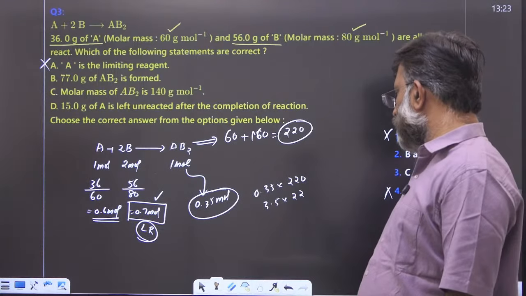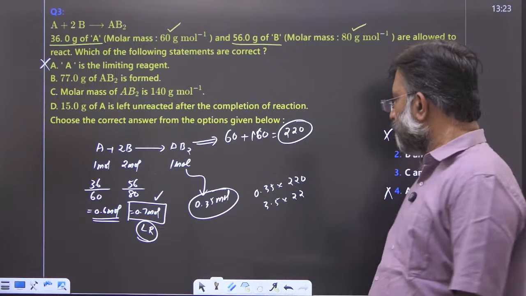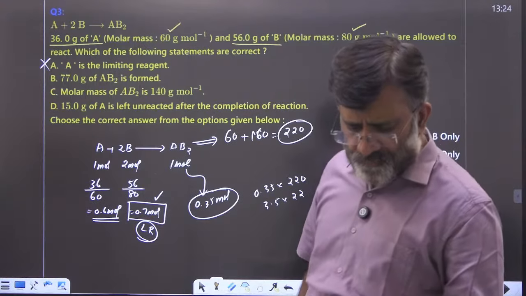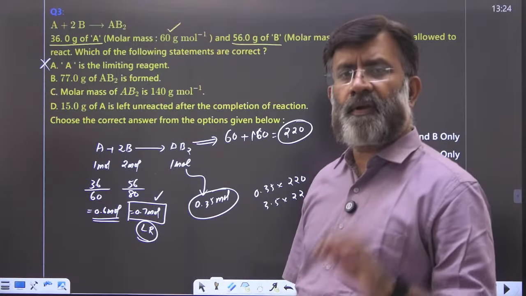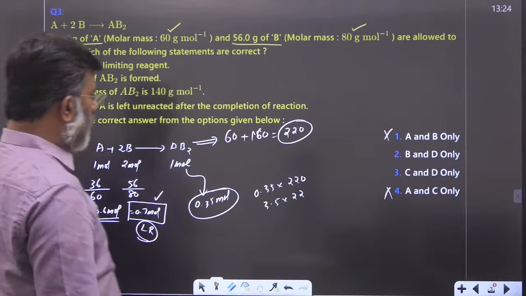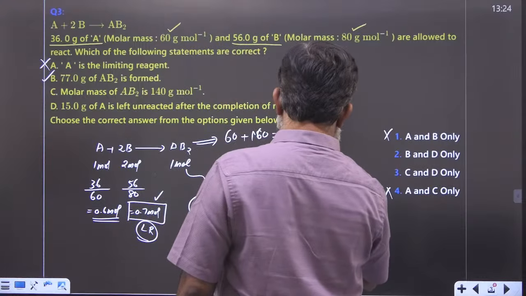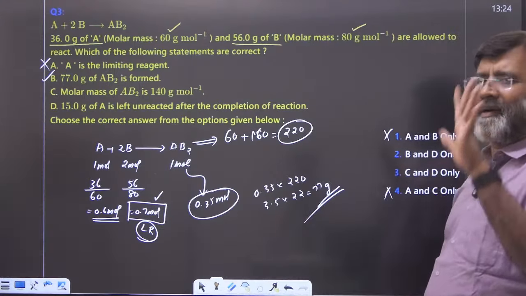3.5 into 22, 60, 70 വരും. 77 എന്ന് വരും. 3.3, 3.5, yes, 77 gram exactly. അപ്പോൾ B correct ആണ് കേട്ടോ. B correct ആണ്. This is equal to 77. Please verify. B correct ആണ്.